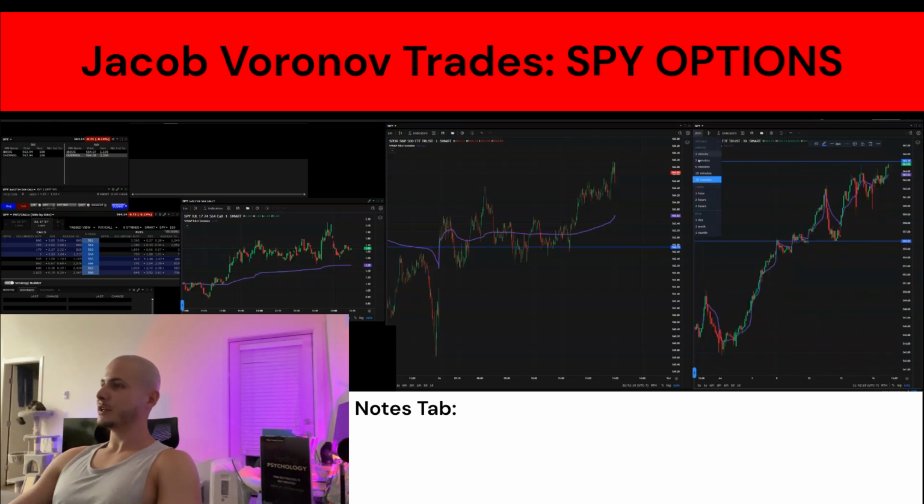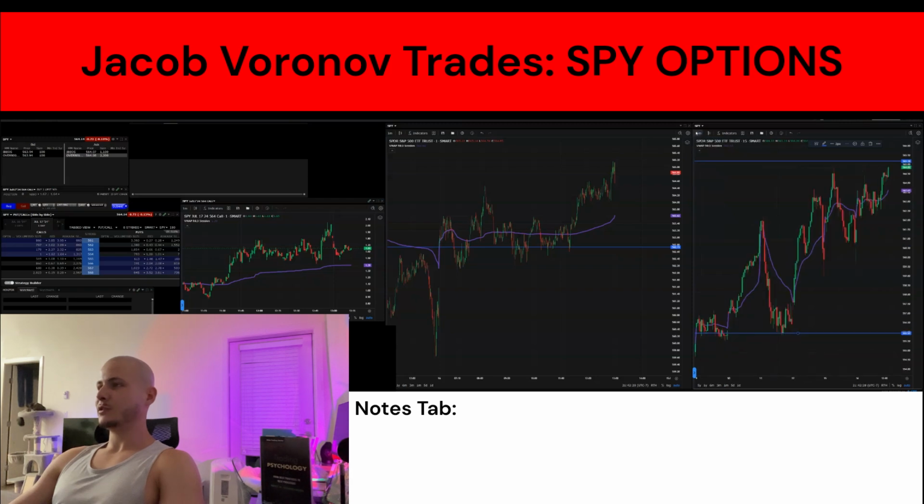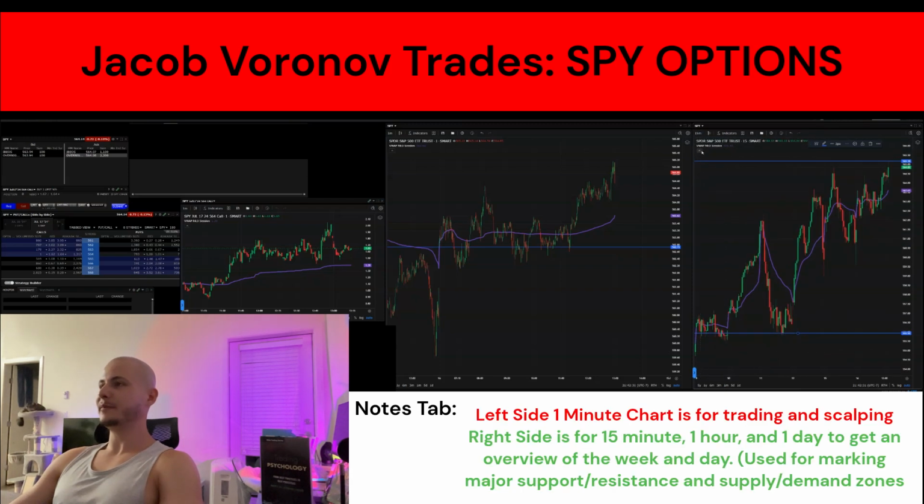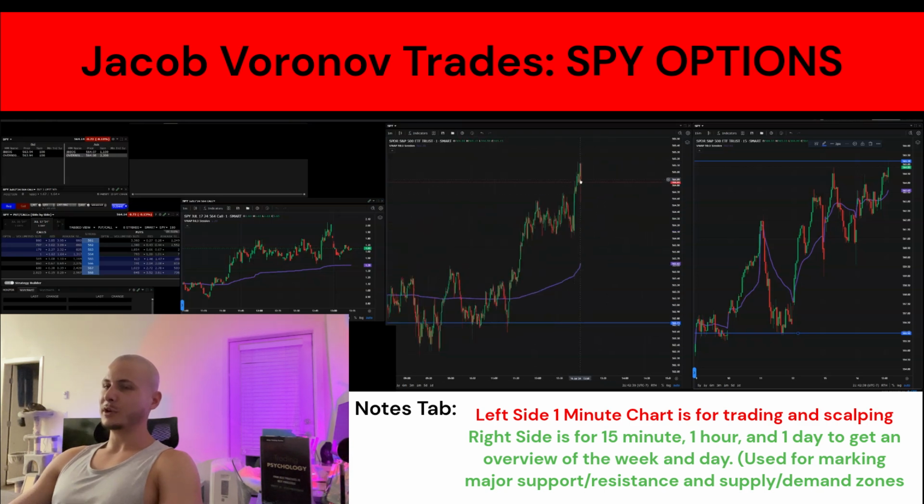Typically, on an actual day trading session, after I mark out supply and demand zones, if I decide to trade that strategy, I will usually be on a 15-minute to 5-minute chart here on the right. On the left, on the bigger chart, we have just a 1 minute. This is where the actual scalping, minute by minute trading, goes down.